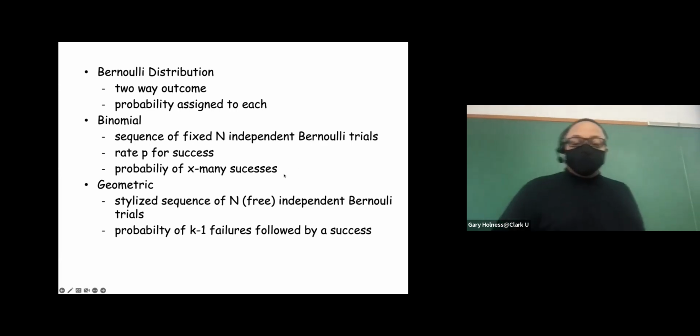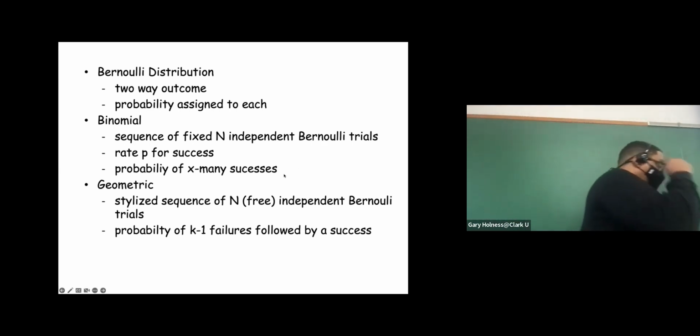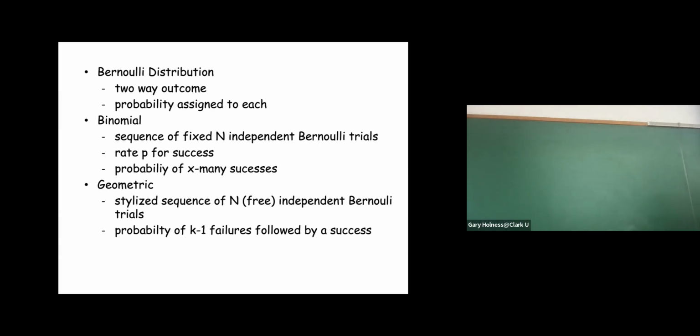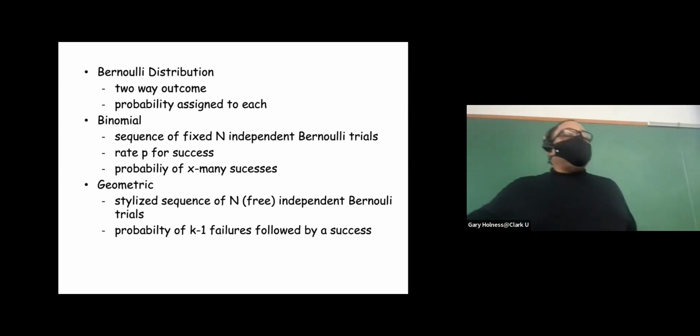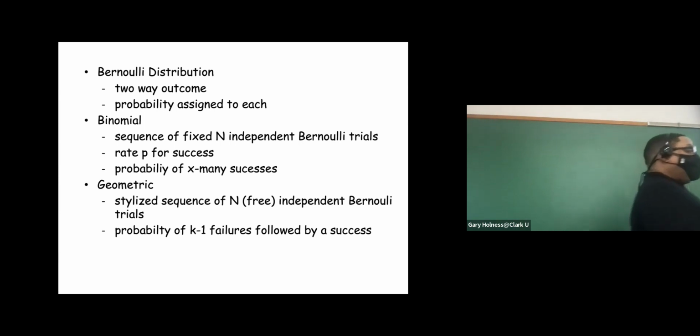So then we took this Bernoulli trial again, and we composed another sequence, but this sequence is highly stylized. We have some number of slots, and each slot represents a two-way outcome, but this two-way outcome is particularly stylized. We have a train of failure outcomes ending in a single success outcome. And that's our geometric distribution.